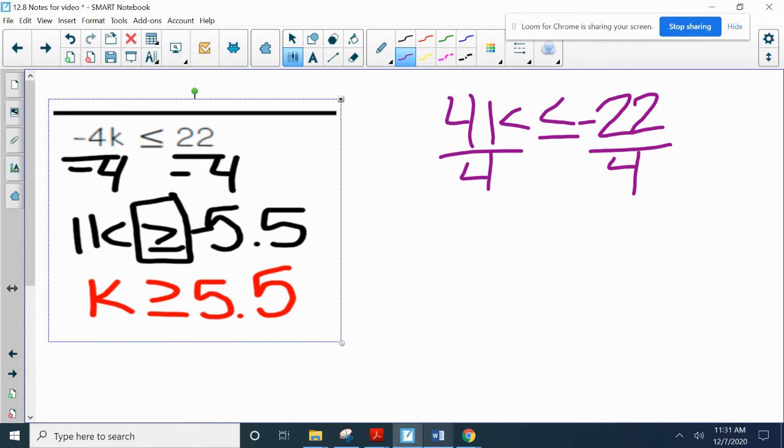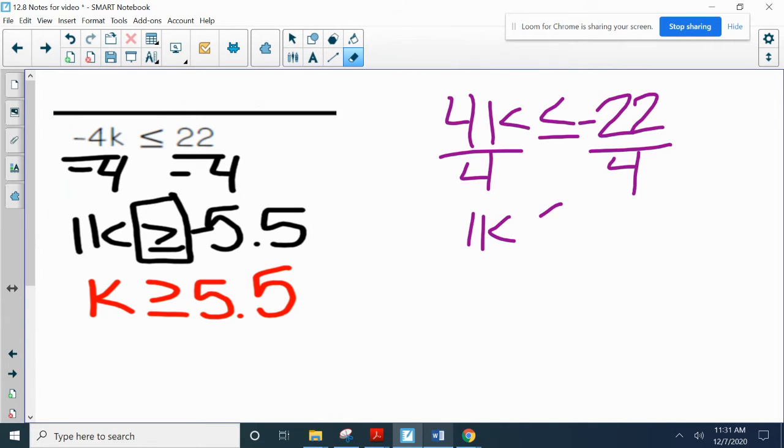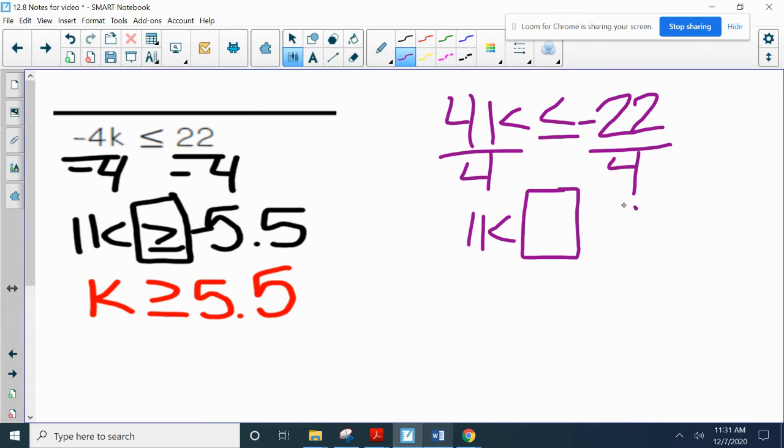4 divided by 4 is 1, so 1k. All right. And again, let me leave out my sign until the end. So sign here. The division doesn't change. 22 divided by 4 is 5.5. We still just have one negative and one positive, so it's negative 5.5.